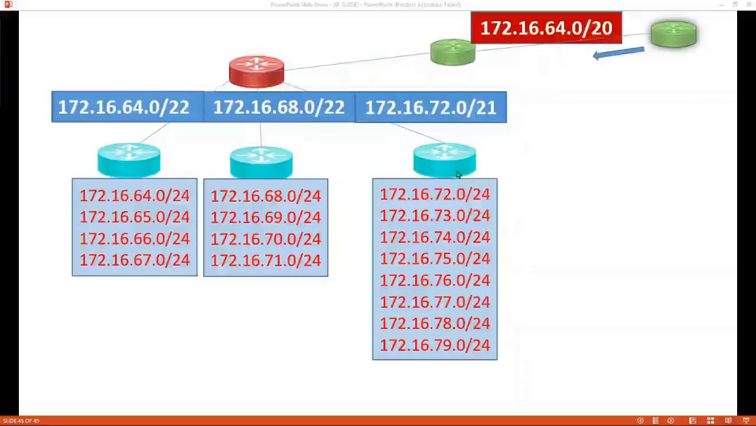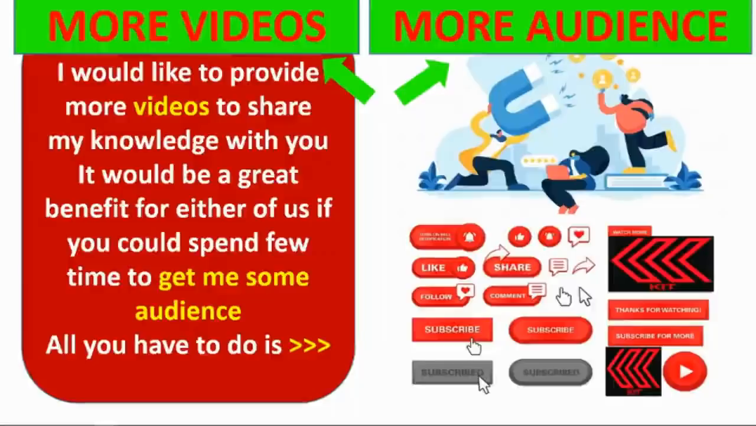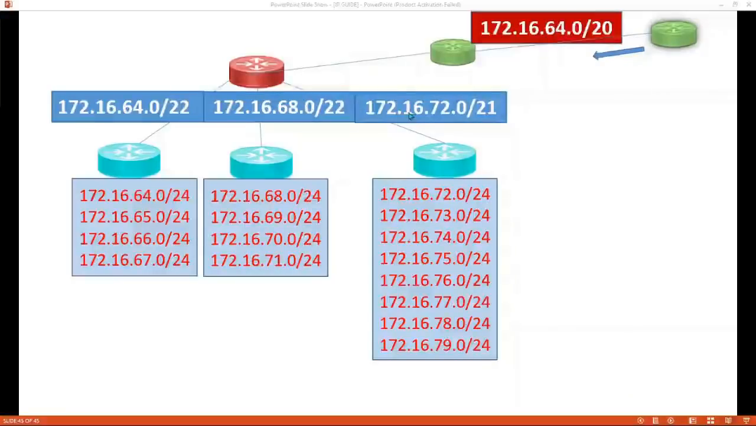Now what next is you need to again summarize these 3 networks. The process is the same, you are going to write it in binary and figure out how many bits are common. Now you need to write this and find the summarization and specify that particular summarization into the green router. So whenever a traffic comes from outside for any of these networks, it will check upon only one network, which is the summarization I have already done.